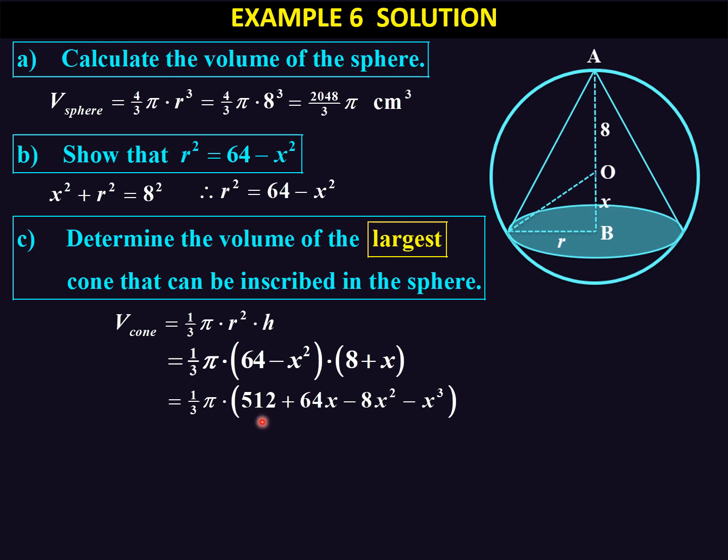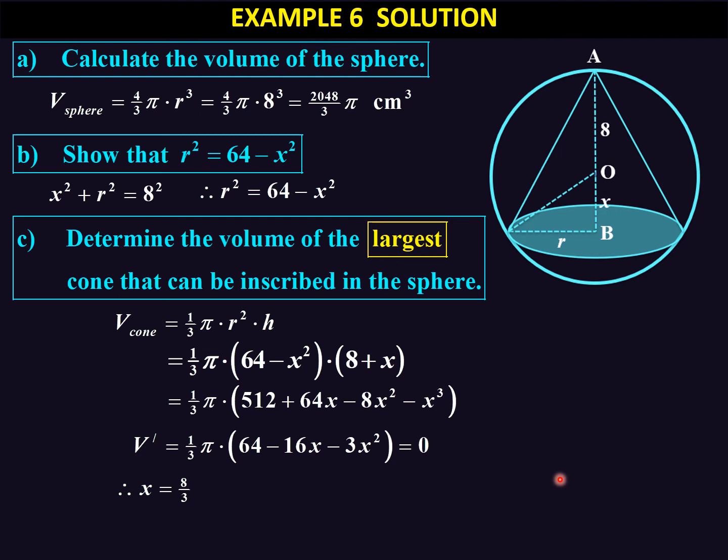Differentiate: 512, 0. Differentiate that, 64, negative 16, and that's correct, negative 3x squared. Equated to 0, what type of equation is this? Quadratic. We're not going to do all the different methods, factorization, using the formula, or you can just get it from your calculator. So x is equal to 8 over 3, and it must be a positive value here.